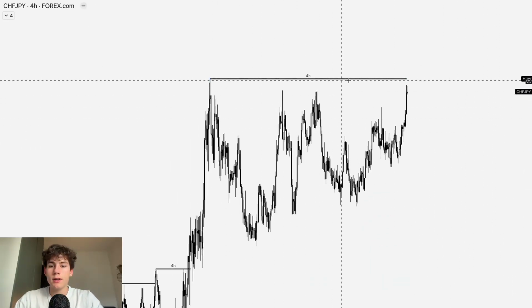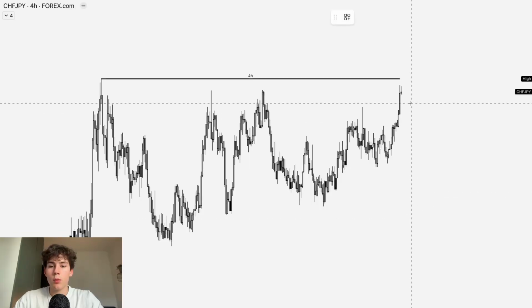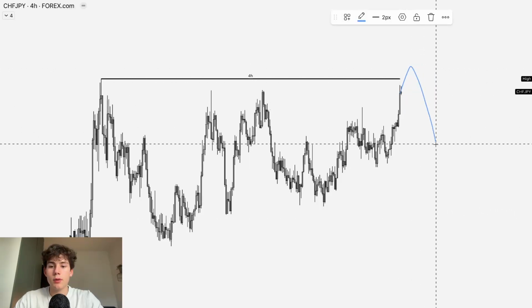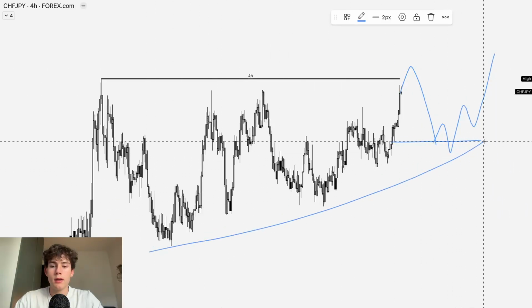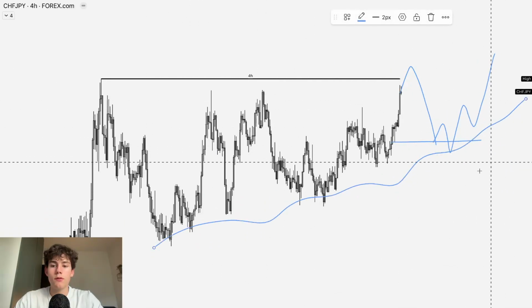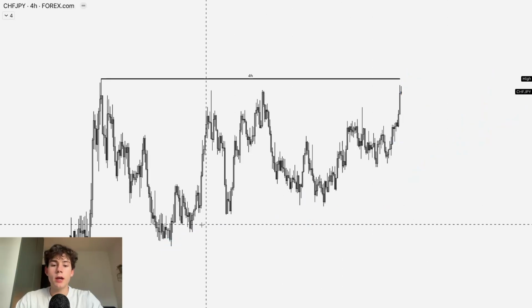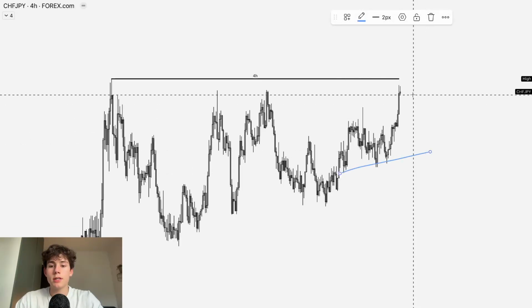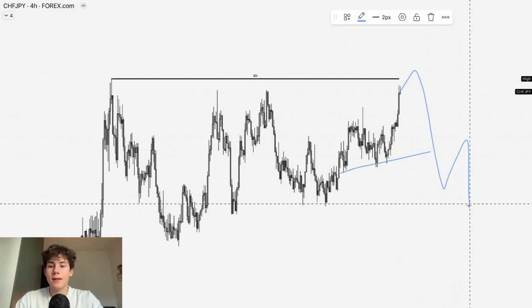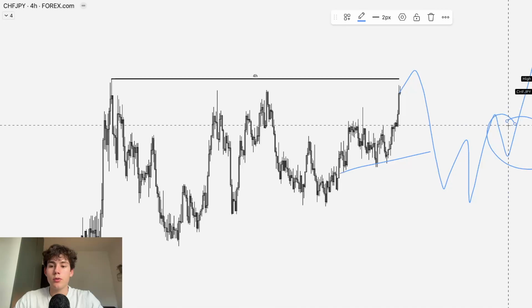Definitely after we break this 4-hour structure, what I'm going to be looking at is a pullback, take some liquidity, get my confirmation again, and then long in line with that bullish order flow. Quite tricky because we have a lot of liquidity at the lows, but I think that it's definitely possible to see something like this, for example. And that's the point where I go long.